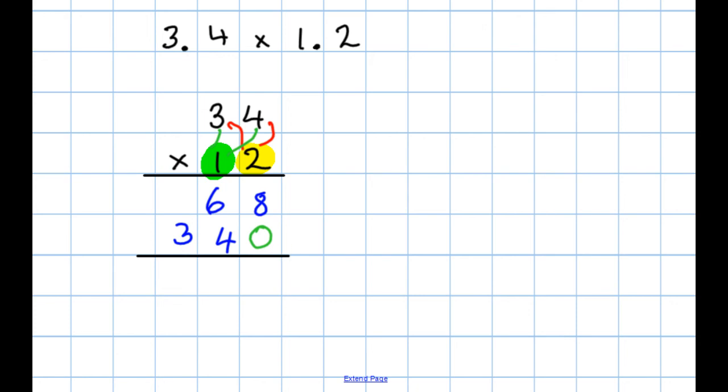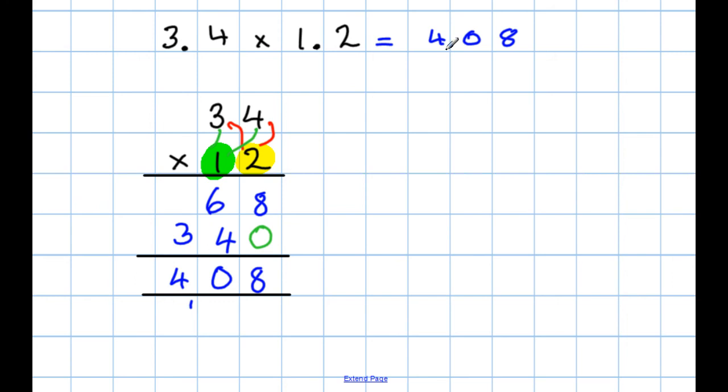and we get 8 add 0 is 8, 6 add 4 is 10, put 0 there, carry the 1, nothing add 3 is 3, add the 1 is 4. So there's the answer. Well, not quite.